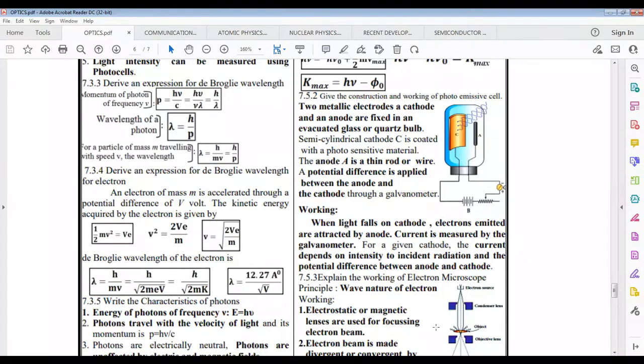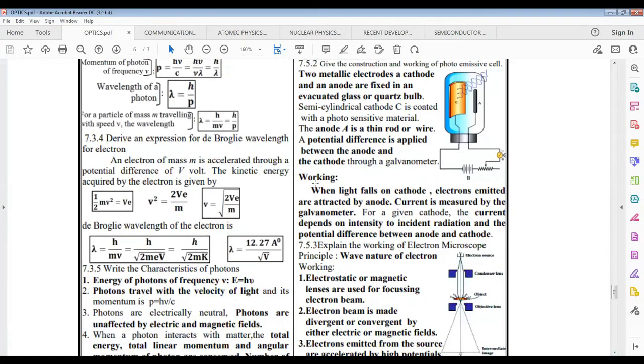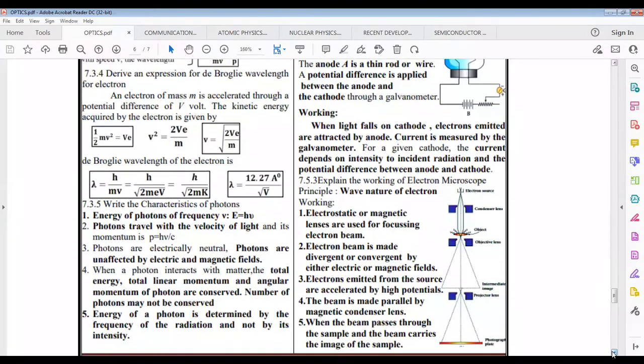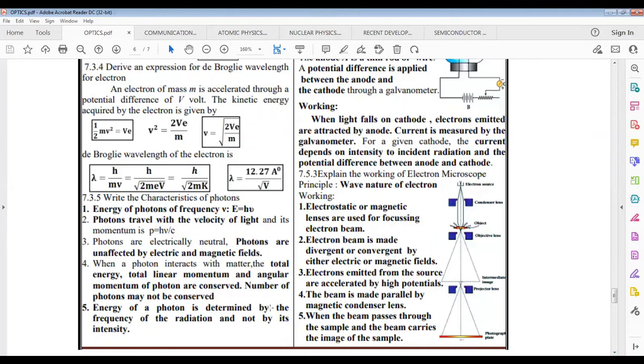Write the characteristics of photon. What are the characteristics of photon? It carries no charge. The energy of the photon is given by E is equal to h nu. Photons travel with the speed of light. Photons are electrically neutral, which means they are not affected by electric and magnetic fields. When a photon interacts with matter, the total energy, total linear momentum and angular momentum are conserved. The energy of the photon is determined by the frequency. As you know E is equal to h nu, the energy of the photon depends only on the frequency, not the intensity.